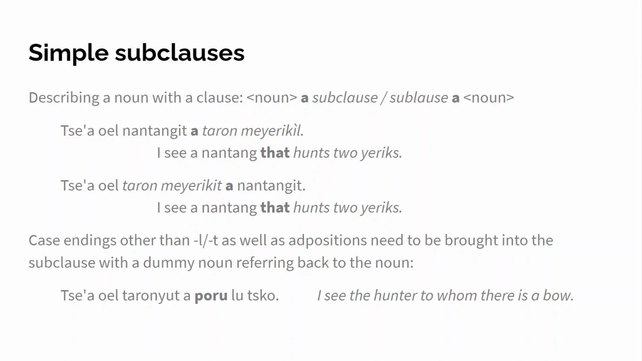Why do we need the poro? If we would say taronju a lutsko, so without the poro, it would literally mean the hunter who is a bow. That doesn't make sense. So we need to bring the ru ending into the subclause and refer back to the hunter to show that we mean that to him there is a bow and not that he is the bow.